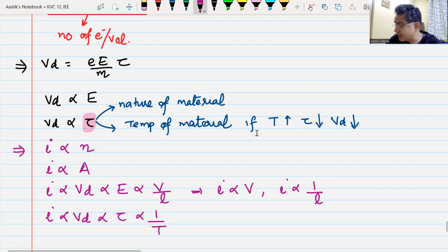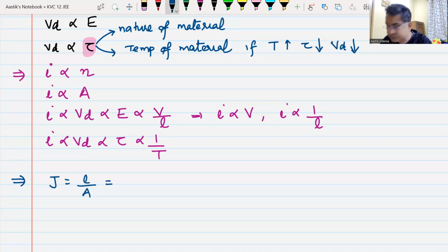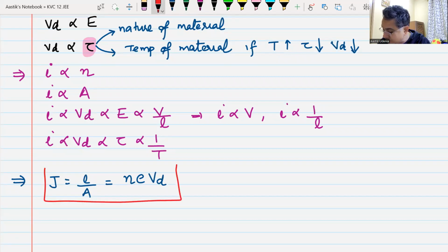We have seen the relation between current and current density. Now the last part of this class comes up: the relation between current density and drift velocity. It is very simple to understand. Current density J is current per unit area. Current is NAEVD, so it becomes J = NE into VD. So here we have the revolutionary relation between current density and your drift velocity.